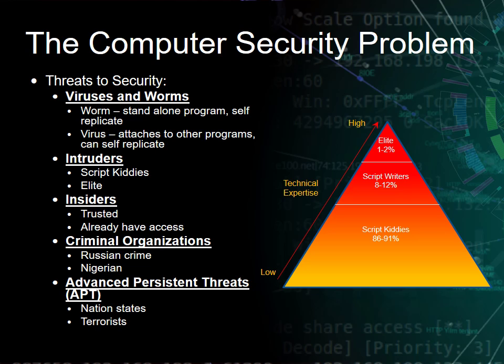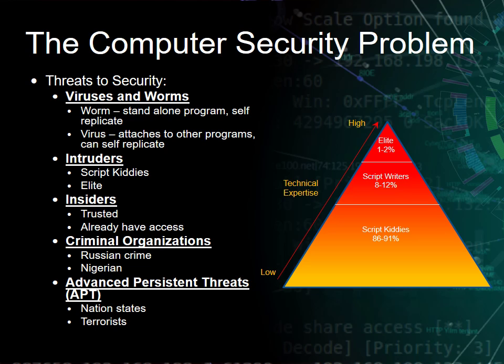Then we have intruders, and if you take a look at the image on the right hand side of the slide, this represents intruders. So you got the script kiddies, which are the lower level of technical expertise. These are people who often use scripts or pre-built programs to do their hacking. So for example, we're using in this course Kali Linux, which has several tools in it that can help a script kiddie to break into a system using known exploits.